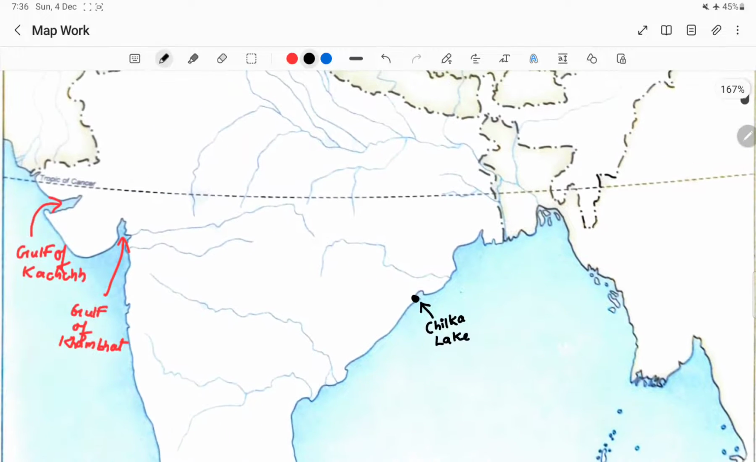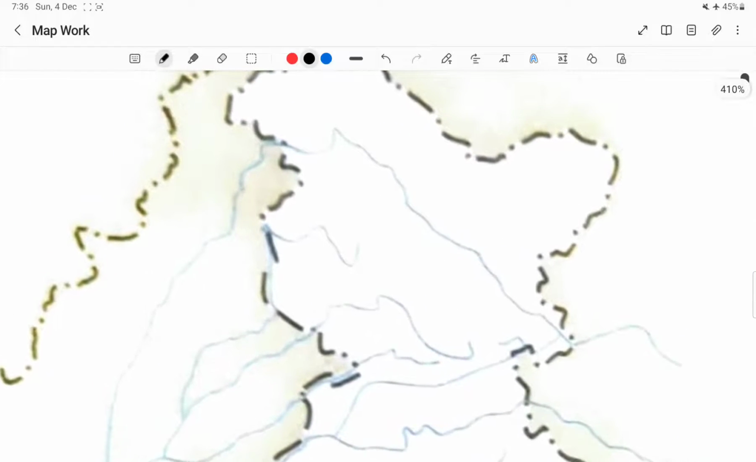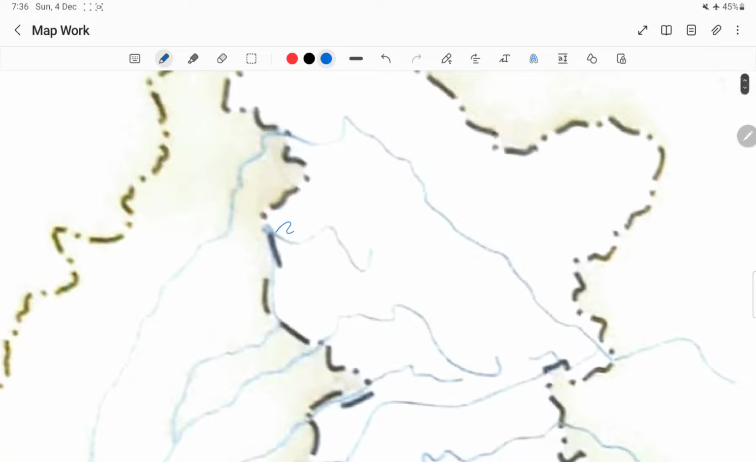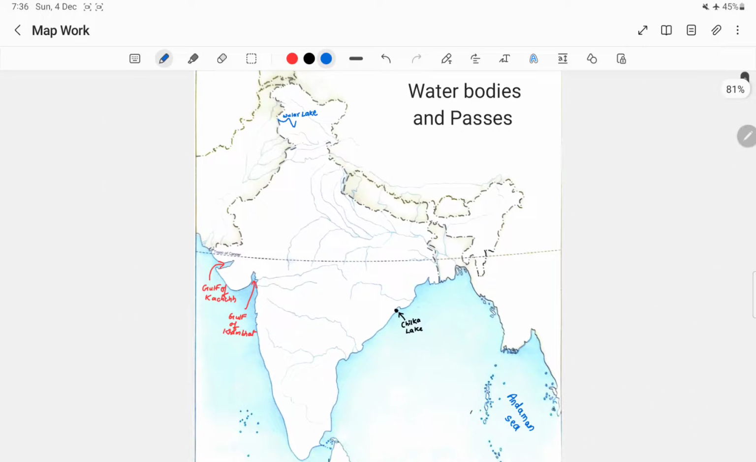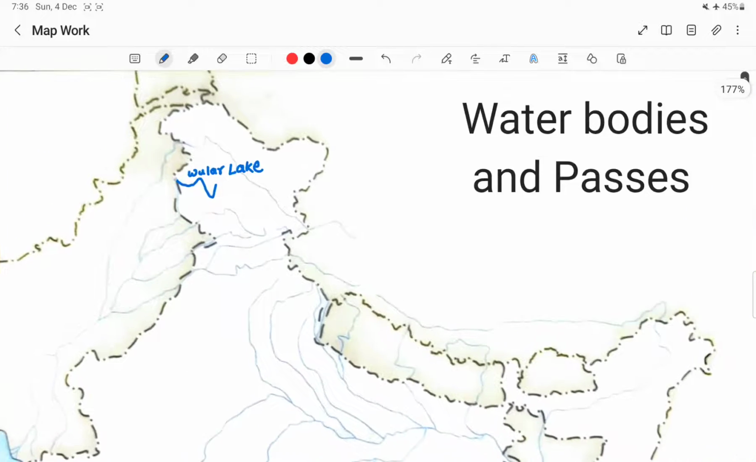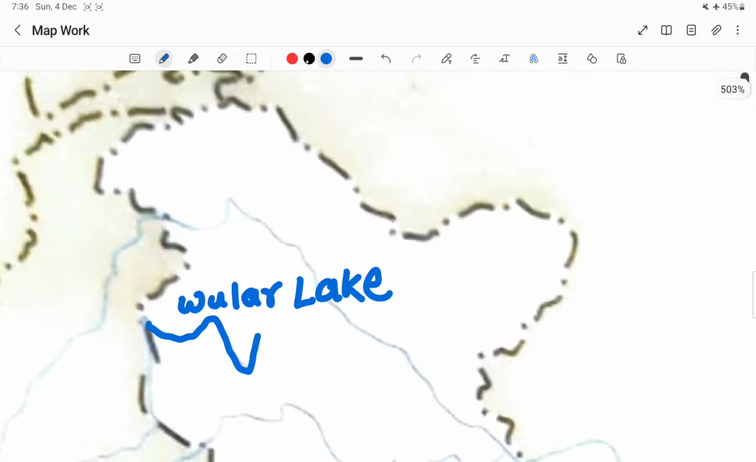Now after the Chilka Lake comes the Wooler Lake. So this is the Wooler Lake. Next labeling. After the Wooler Lake comes the next topic, which is the passes. In the passes, our first pass will be the Karakoram Pass. As you can see a small kink over here, this will be the Karakoram Pass.